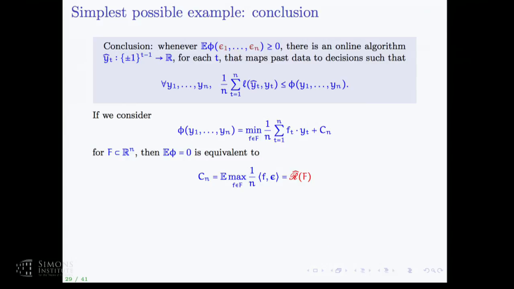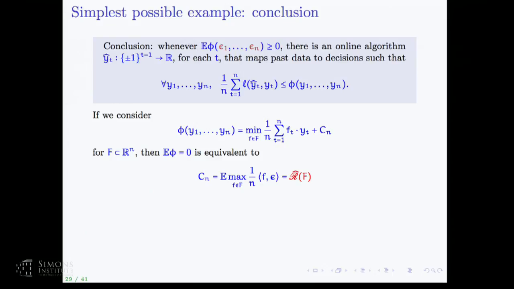Okay, but let's take our favorite function, which is the benchmark. It's the minimum over vectors of this linear loss. Or you can put minuses again. You can put minuses, everything will work out exactly the same way. So what is this constant Cn? Why is it needed?